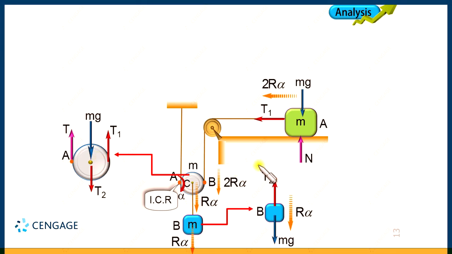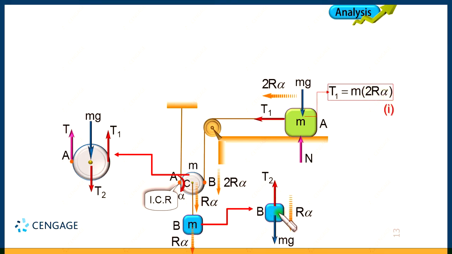Now let us write the equation of motion. Let us start from block A. Block A is accelerating in the leftward direction. So here we can write T1 equal to mass multiplied by acceleration. This is equation number 1.